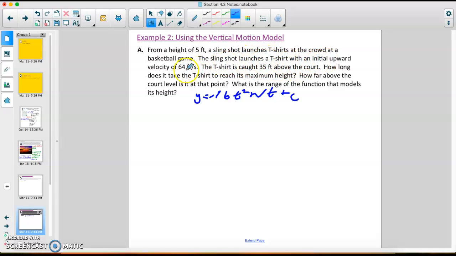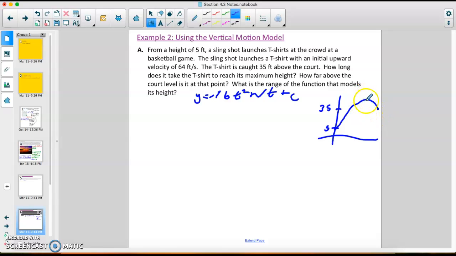The initial upward velocity is 64 feet per second, and the t-shirt is caught 35 feet above the court. So let's draw a picture of what's happening here. If we had our graph, it's starting at 5 feet above the ground, and then it gets shot upward into the stands, and then it lands at 35 feet, right? And obviously my graph is just a sketch, it's not accurate, but this is kind of what it looks like. It's getting shot up into the crowd and then it stops.